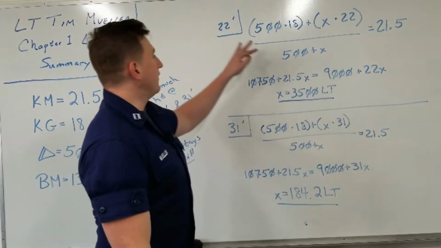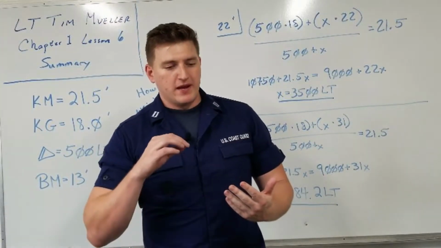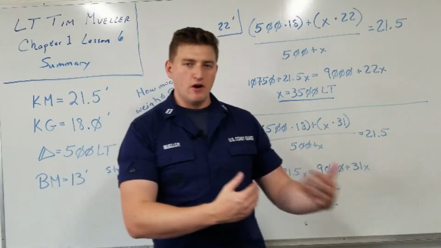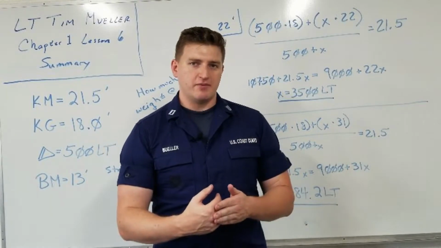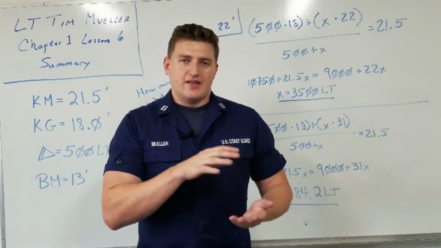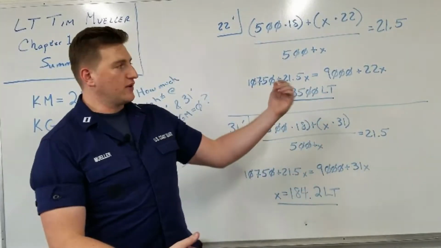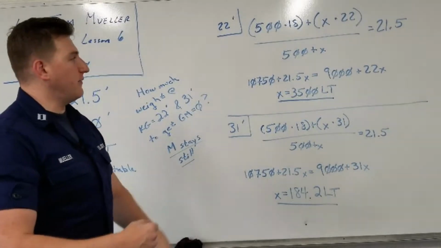So let's start with 22. We have to calculate the center of gravity, and we're basically saying that instead of calculating the coordinate, we know what the coordinate is, we know where we're putting it, we know how much the ship displaces, we know the KG of the ship. There's only one thing we don't know, and that's how much weight we have to put onto the ship in order to get a total KG of the ship to equal 21.5. So basically to move it up 3.5 feet.